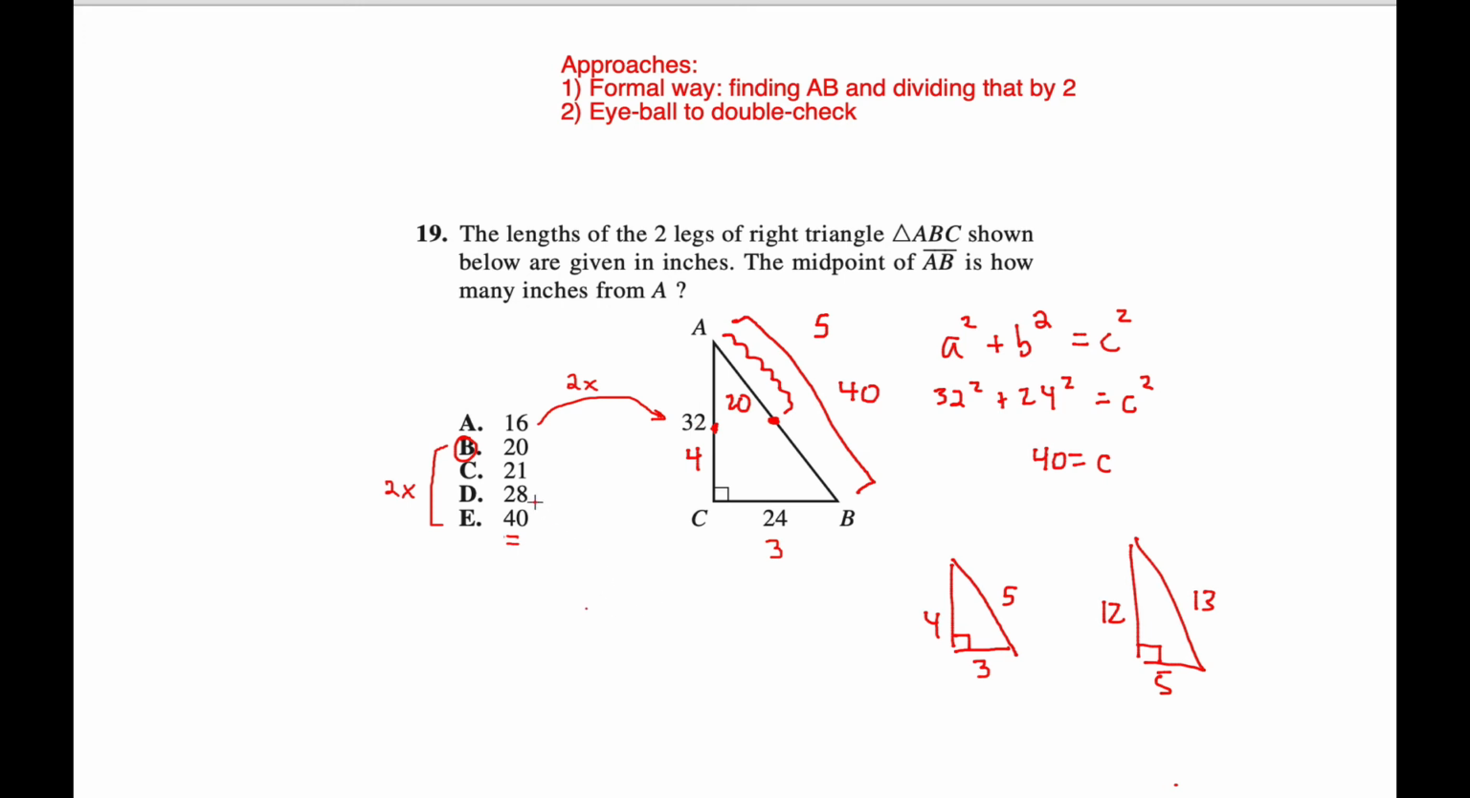Answer choice D of 28 could reflect the mistake of finding the average of 32 and 24 for some reason. So if you do 32 plus 24 divided by 2, that is 28.